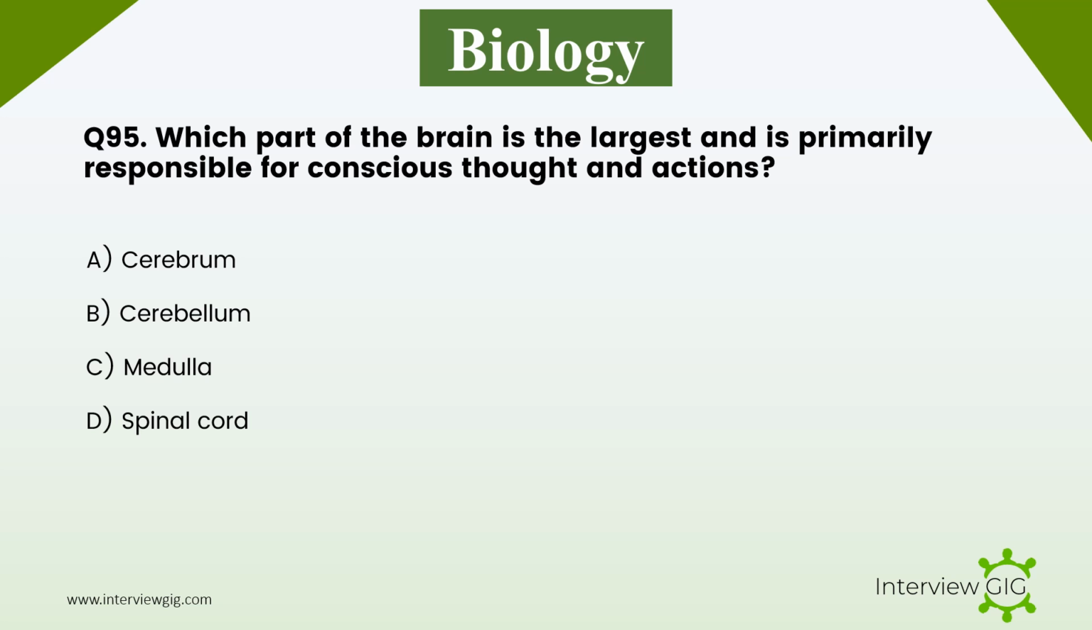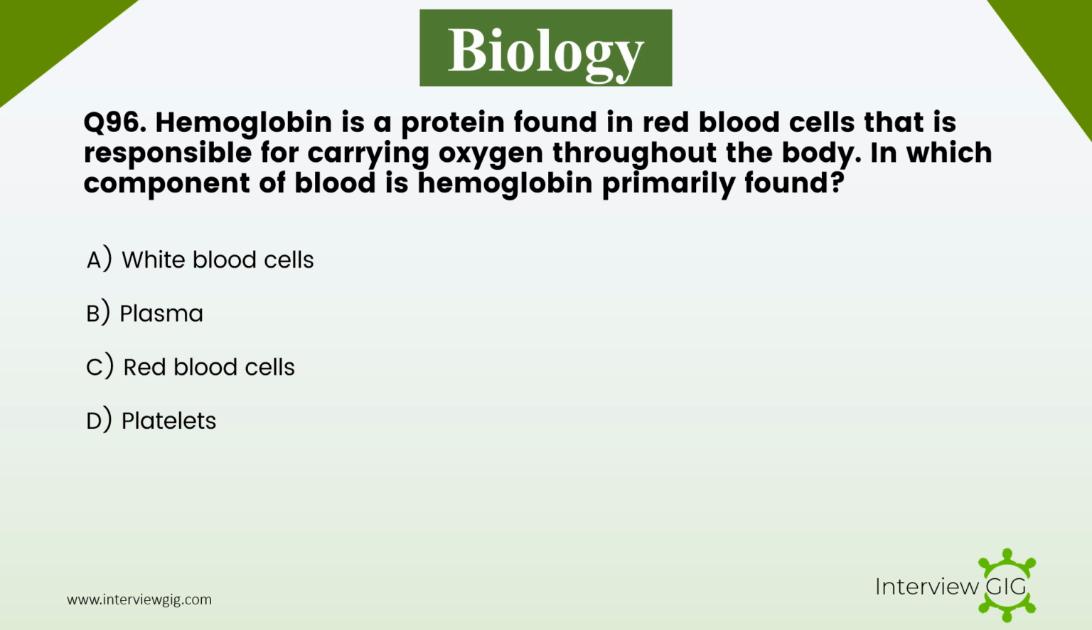thinking, memory, and voluntary movement. Which part of the brain is the largest and is primarily responsible for conscious thought and actions? A. Cerebrum. B. Cerebellum. C. Medulla. D. Spinal cord. Answer is cerebrum. Next question. Hemoglobin is a protein found in red blood cells that is responsible for carrying oxygen throughout the body.